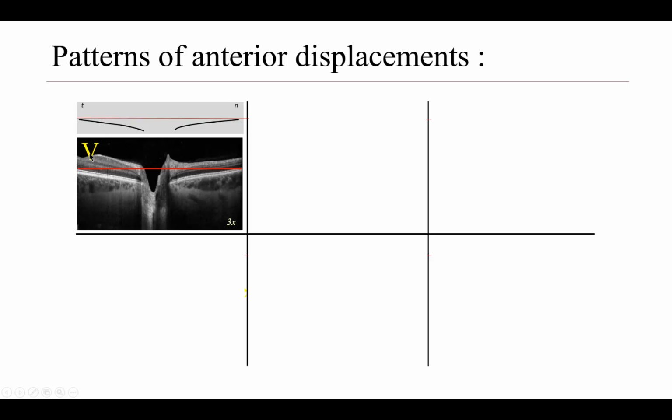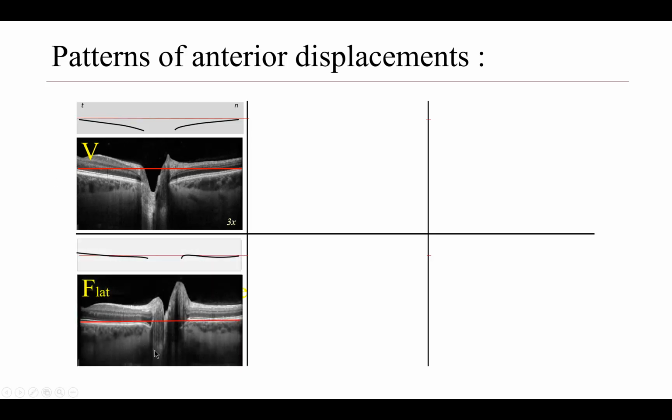There is what I call a V shape, a slight curvature, as I showed you in the emmetropic eye, and then there are going to be a group of patients that have a flat configuration, and somewhere in between.